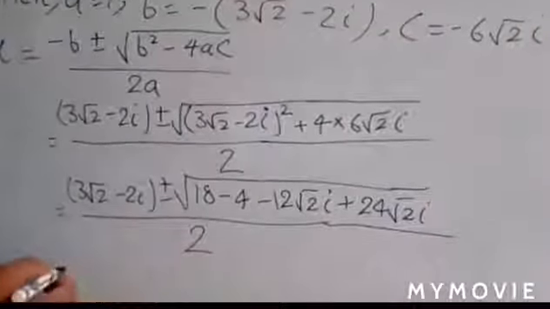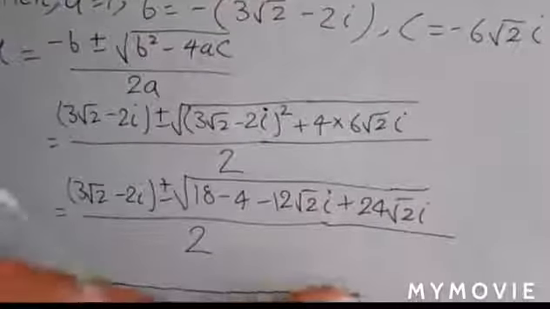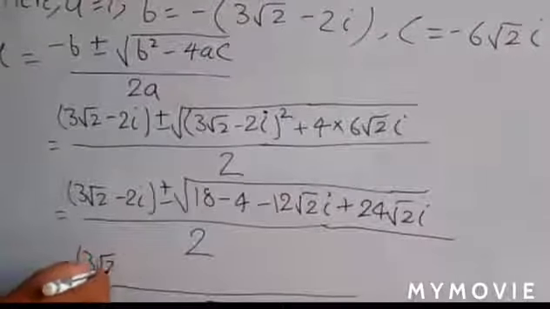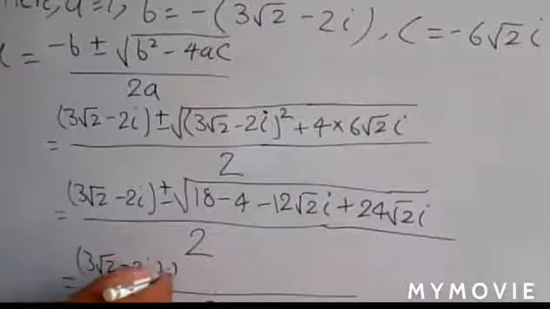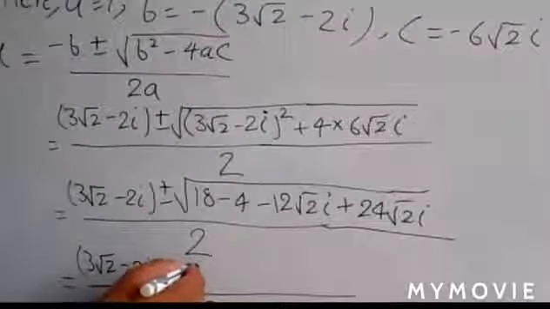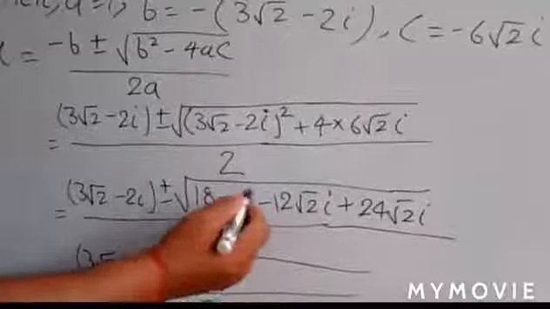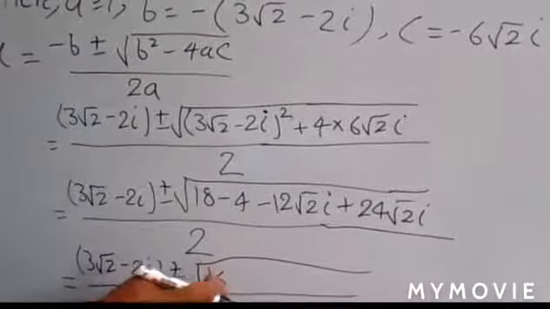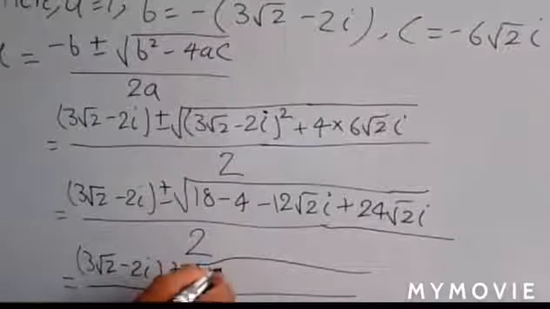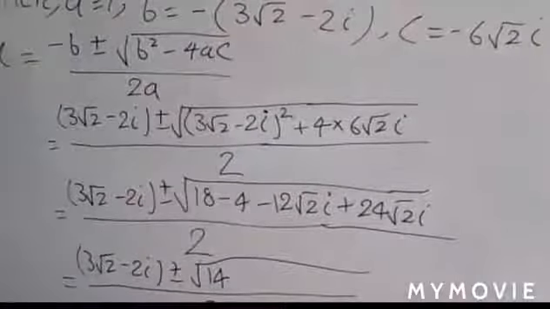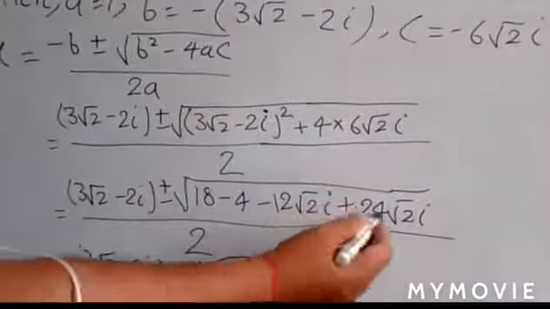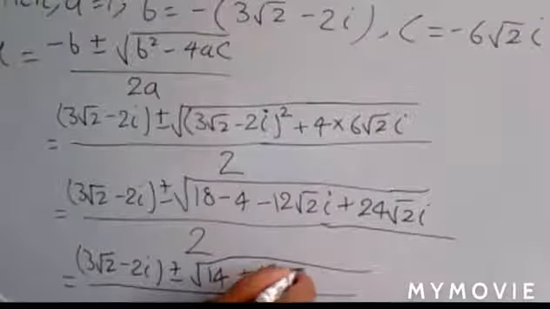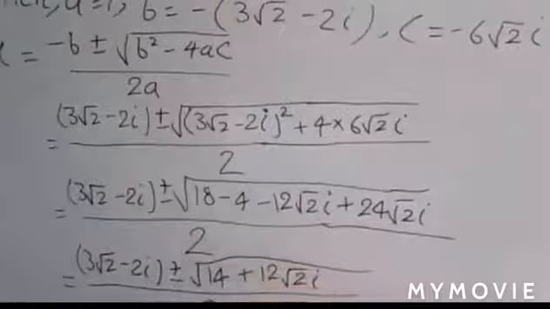Just try to simplify. Here you have 2, 3 root 2 minus 2i plus minus within root 18 minus 4. What is that? 16. Oh, sorry, here you have 14. Understand? And just solve it, so you have plus 12 root 2 times i.